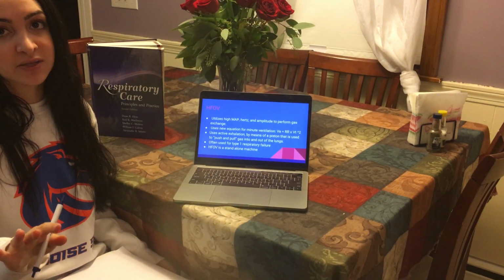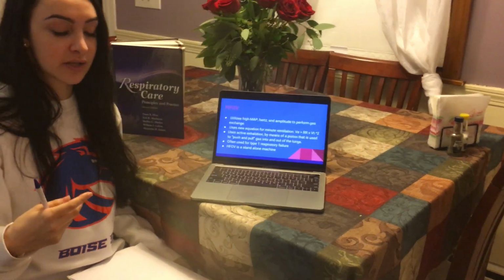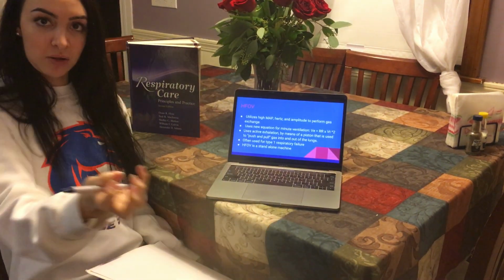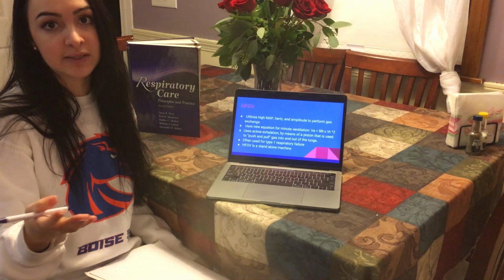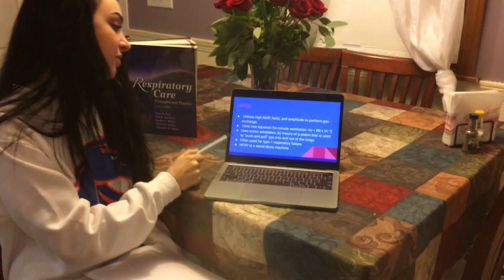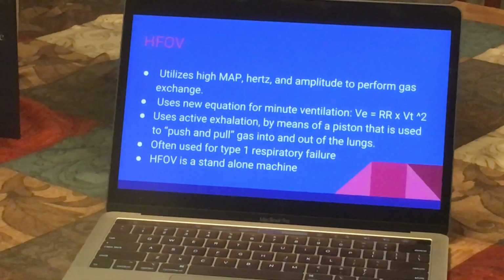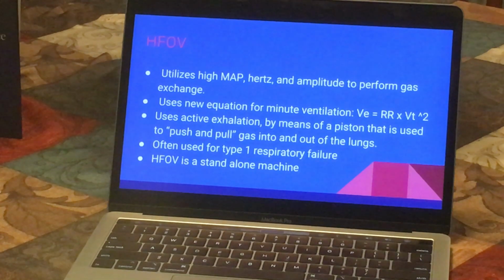That's bad for patients that have blebs or weak lungs that are susceptible to popping things like a pneumothorax, because as you pull that air out of them, you can very easily create a hole. And this is also often used for type 1 respiratory failure or oxygenation issues, because you can directly set your mean, which will directly set the pressure in your alveoli, which is related to your oxygenation. And the other important thing about this is it is a standalone machine and does not require the use of a conventional ventilator in tandem with it.